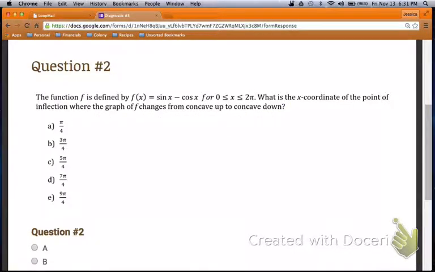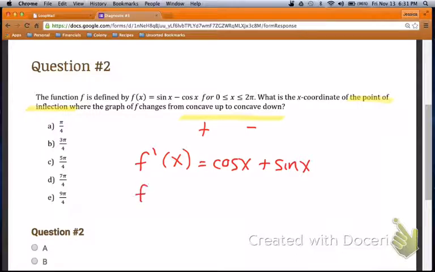First thing you need to recognize is that a point of inflection would be the second derivative. So we need to find the second derivative of this function, specifically where it changes from concave up to concave down. So we're looking where the second derivative changes from positive to negative. So the first derivative of this function would be cosine of x plus sine of x. And the second derivative of this function is negative sine of x plus cosine of x.